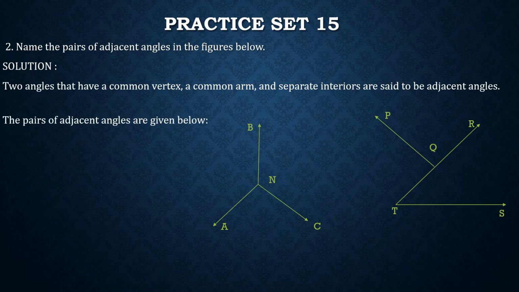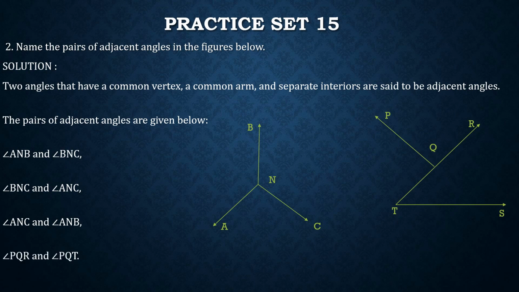The pairs of adjacent angles are given below. Angle ANB and angle BNC, angle BNC and angle ANC, angle ANC and angle ANB. These are the pairs of adjacent angles of the first figure. Now let us see the pairs of adjacent angles of the second figure. Angle PQR and angle PQT. Only one pair of adjacent angles is there in the second figure.